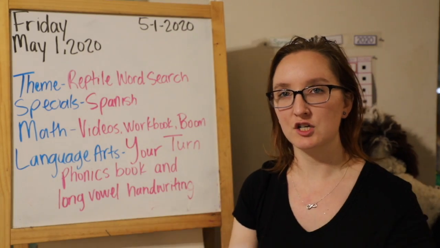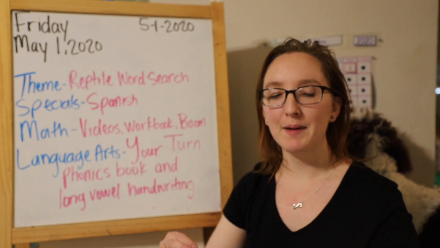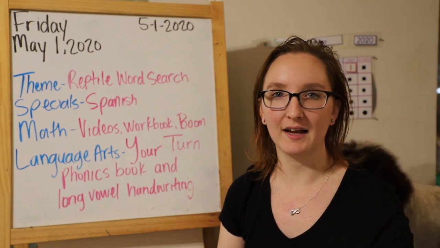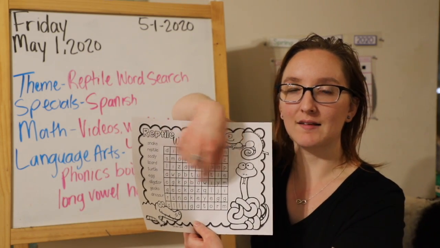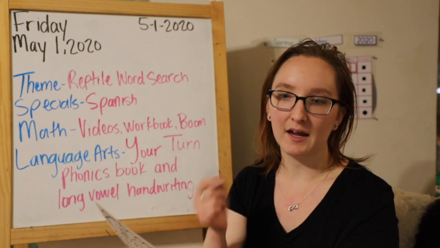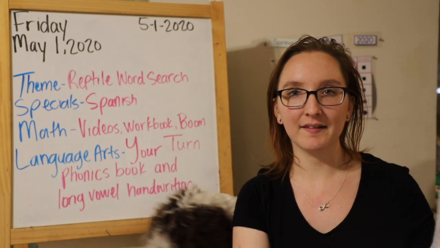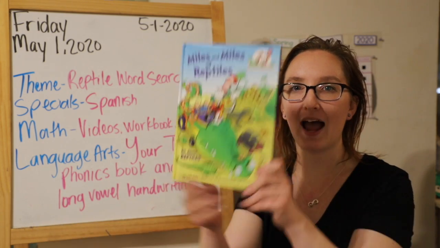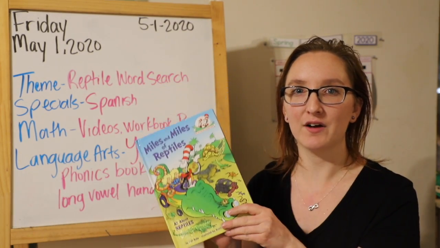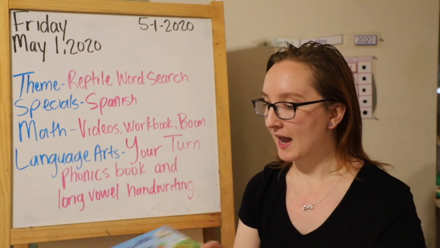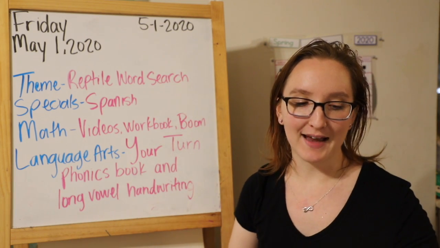So my suggestion is when you do this, since it's in blocks like this, grab a light colored pencil, like a yellow or a green, and shade in the boxes of the word instead of circling it, because then you might get lost with all the words. And since it's Friday, we are going to read our book. This is going to be Miles and Miles of Reptiles in honor of all the reptile work that we've been doing. I'll hold this off until the end of our review of what we're going to do today.